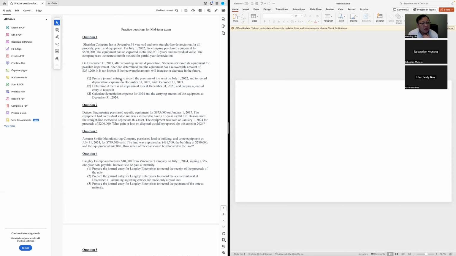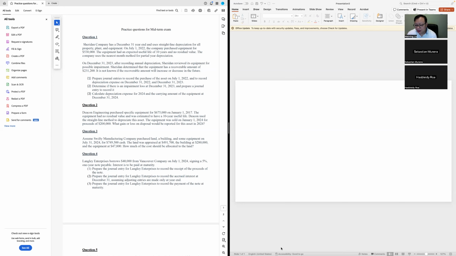Number one, prepare journal entries to record the purchase of the asset on July 1st, 2022, and to record depreciation expenses on December 31st, 2022 and December 31st, 2023. Okay, so often it's helpful to just draw a quick picture. So what I will do is I will draw a picture.